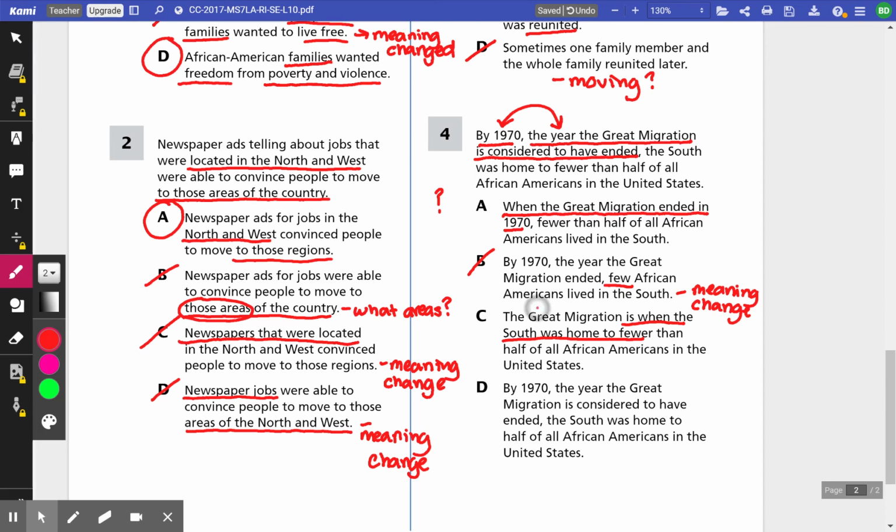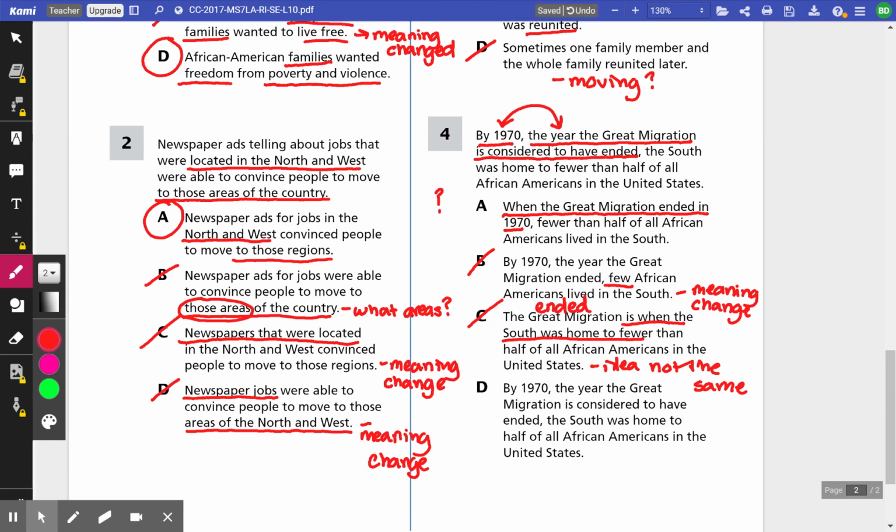So they take out the part that the Great Migration had ended, because that's crucial. We know that when the Great Migration ended, that's when the South was home to fewer than half of all African Americans. So we don't even know that the Great Migration ended here, because the idea of the sentence is not the same. They have changed it way too much. So answer choice C is going to be out as well.